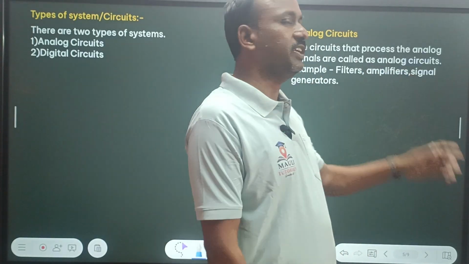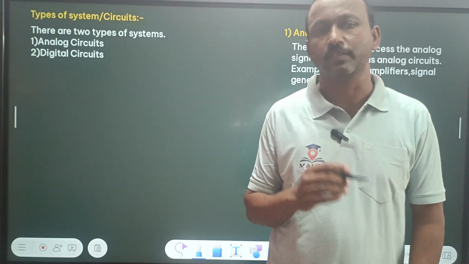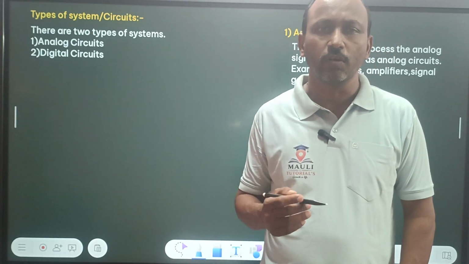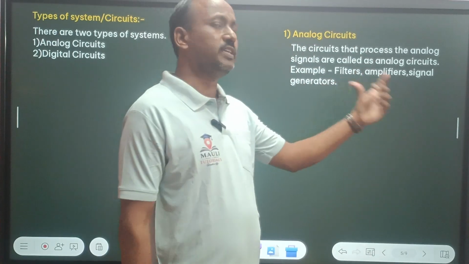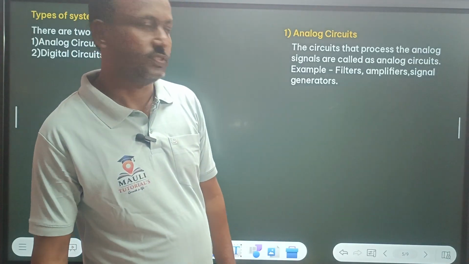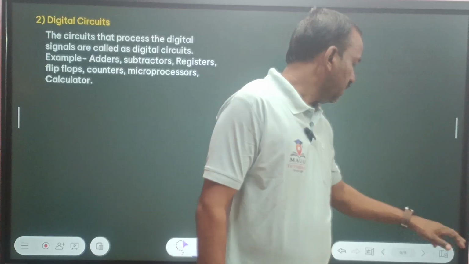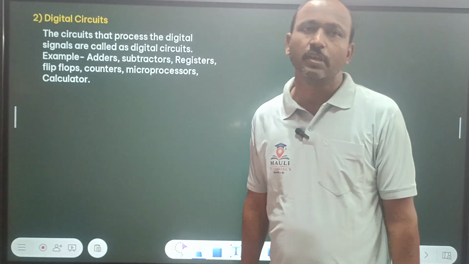And the last one is signal generator. This circuit is used to generate signals: sine wave, triangular wave, rectangular wave. Such types of signals can be generated by using a signal generator, and these 3 are examples of analog circuits. The second type of circuit or system is digital circuit.